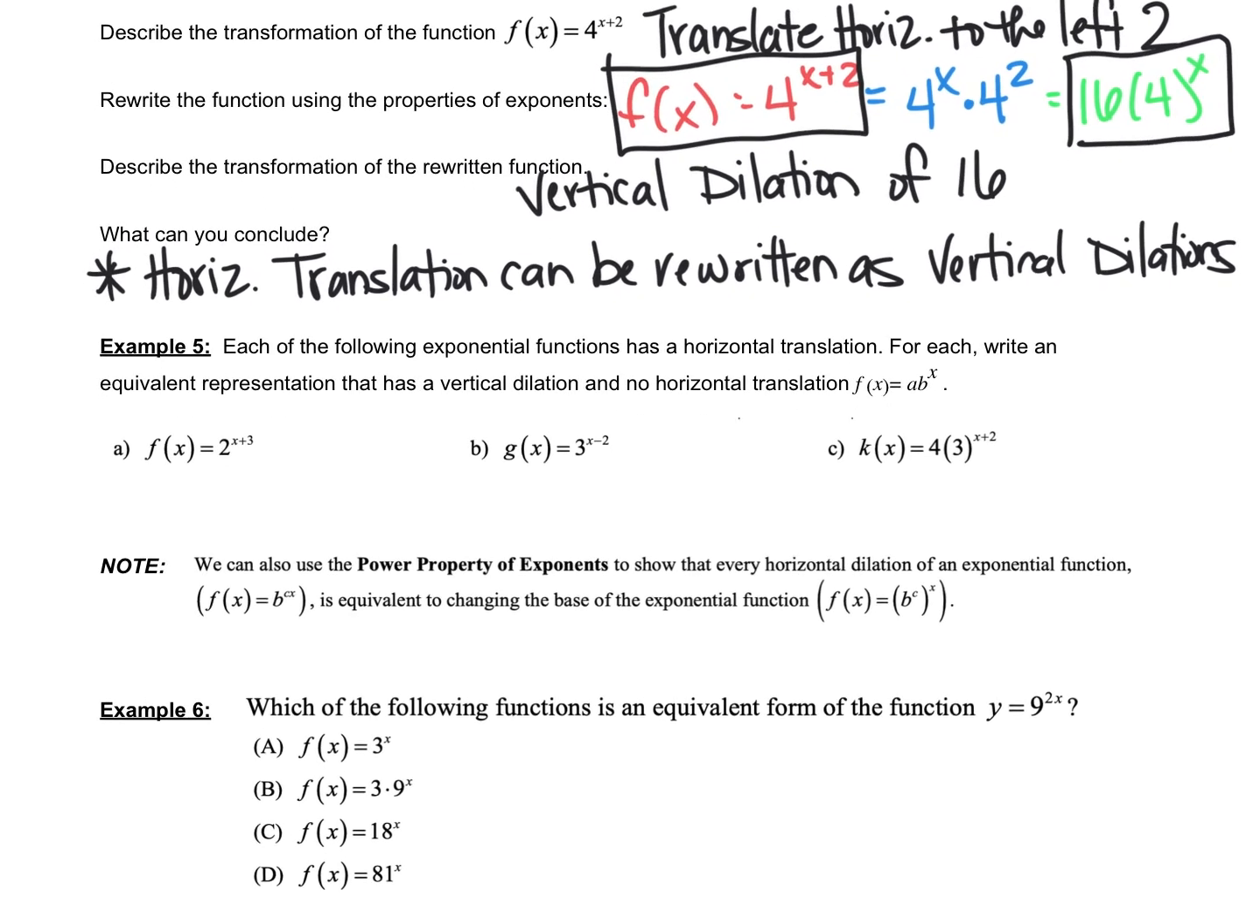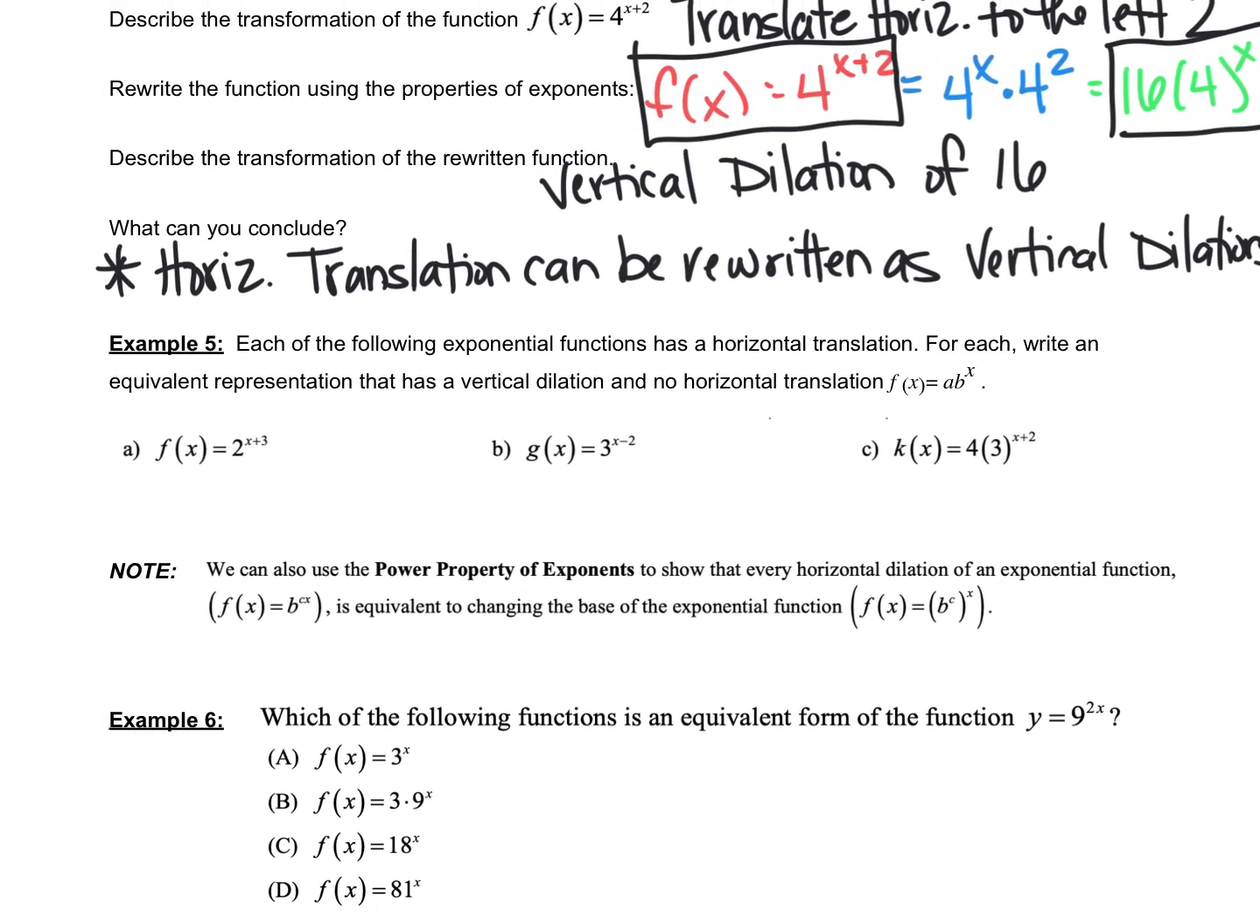Example 5. We want to rewrite these as their equivalent representation as a vertical dilation. In other words, we want to take the addition out of the exponents. Let's do the first one together, and then I'll let you try the last two. If we look at f of x, we started out by adding the exponents x and 3. So I would rewrite that as 2 to the x times 2 to the third. I know 2 to the third is 8, so I have 8 times 2 to the x. That's it. Try those last two.